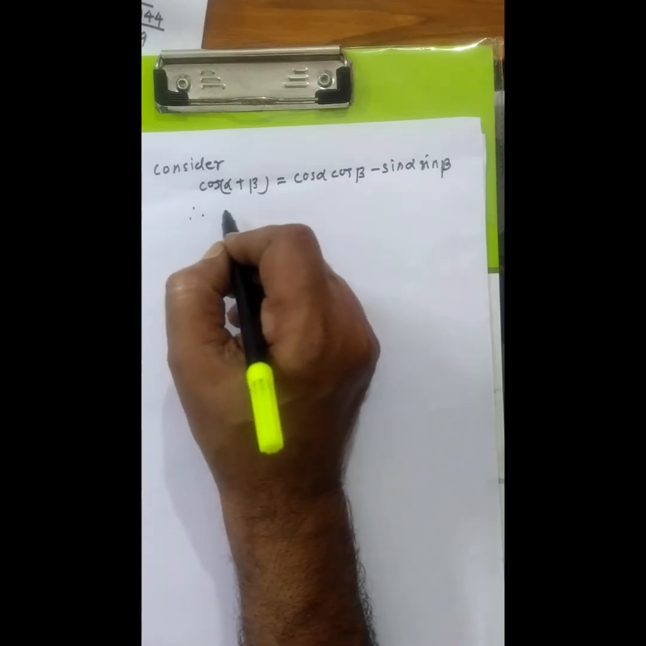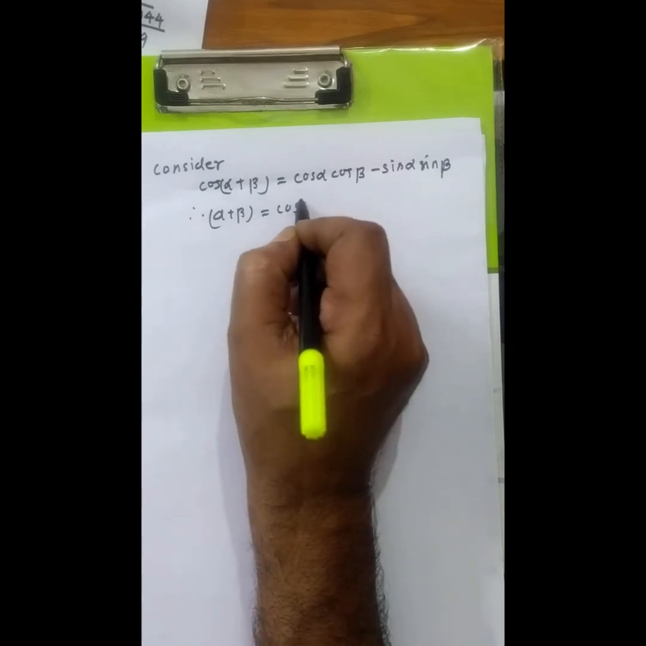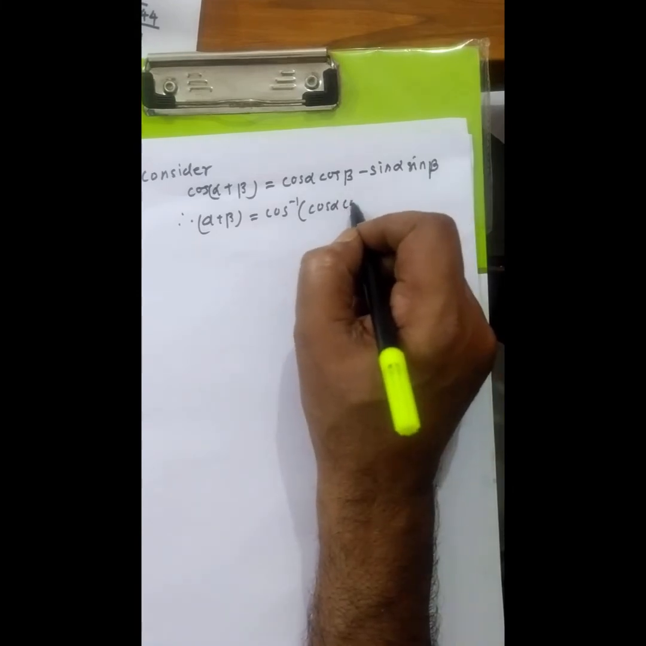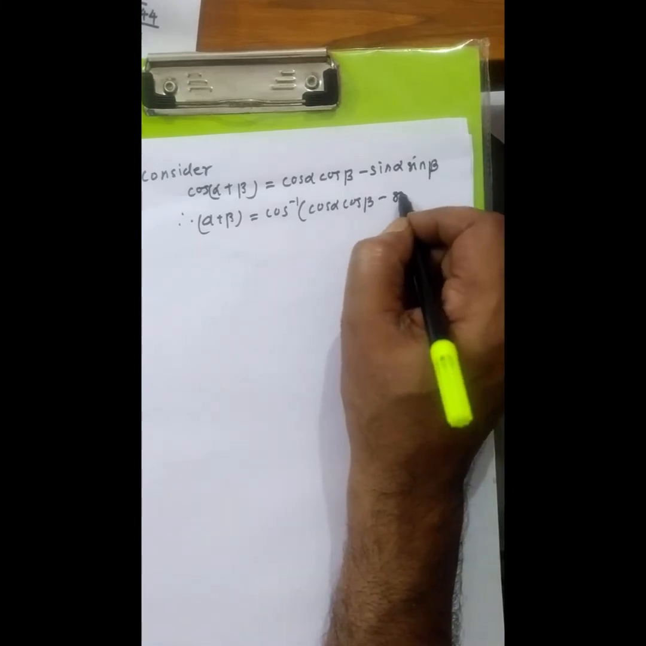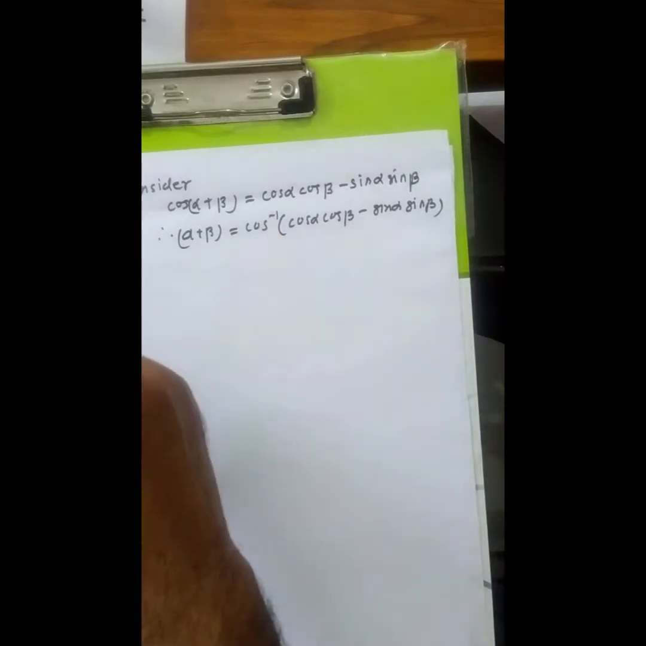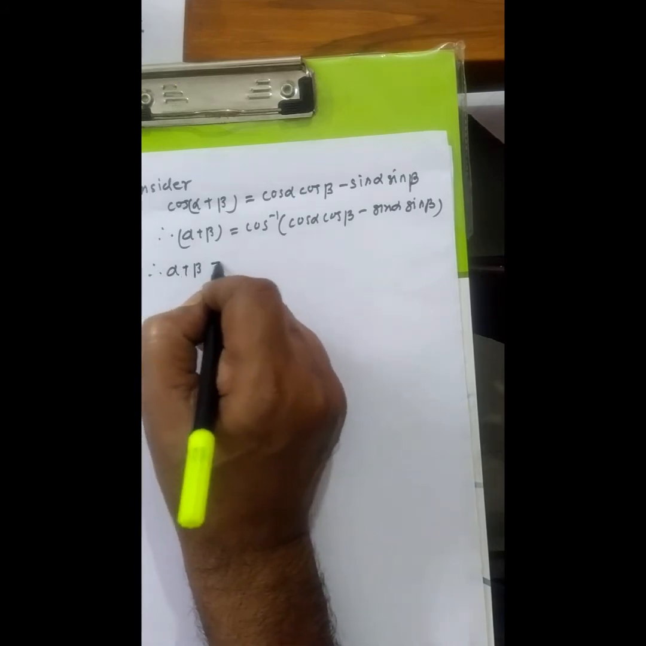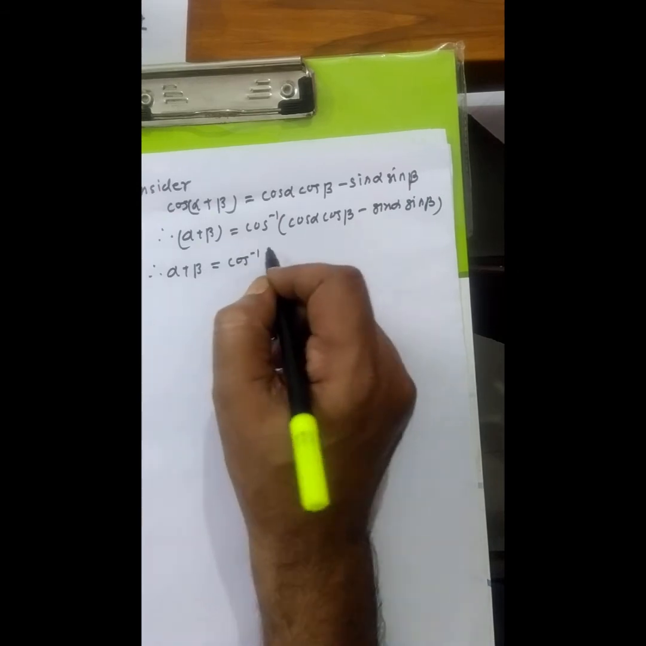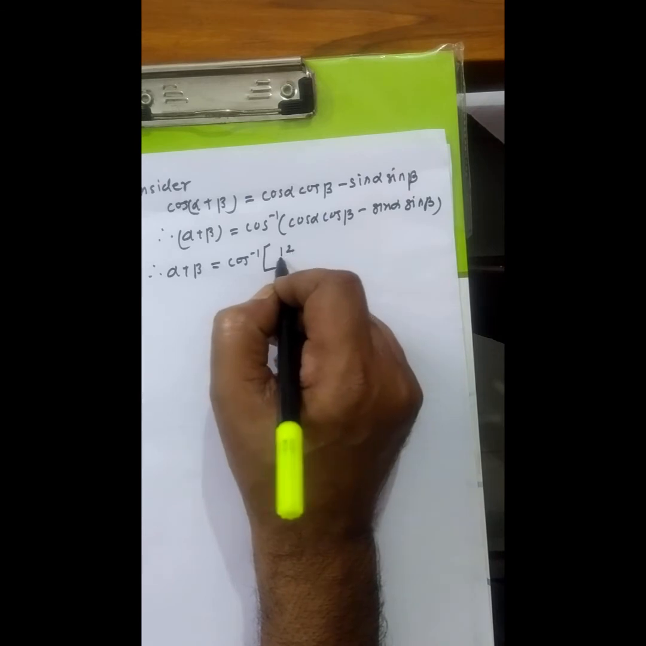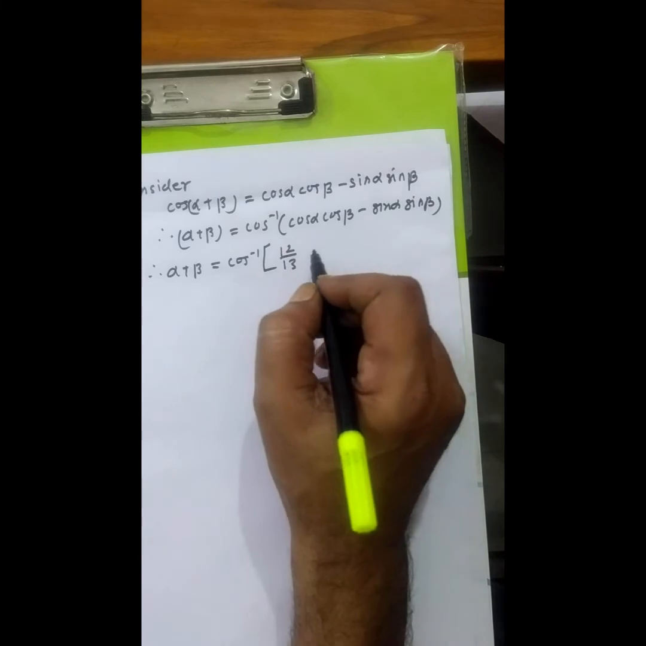Therefore, we can write alpha plus beta equals to cos inverse of cos alpha into cos beta minus sine alpha into sine beta. This is the value of alpha plus beta. Now we will substitute cos alpha. So what is the value of cos alpha? Cos alpha is 12 by 13. And what is cos beta? Cos beta is 4 by 5.